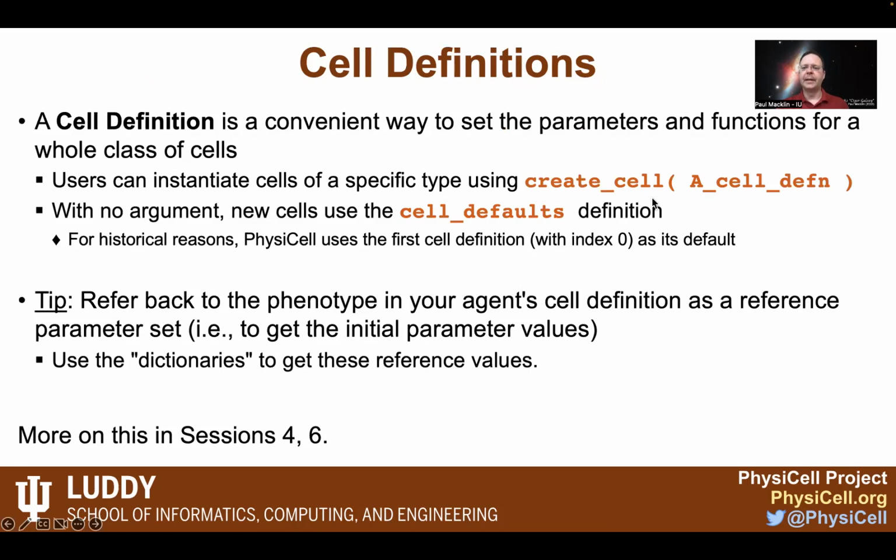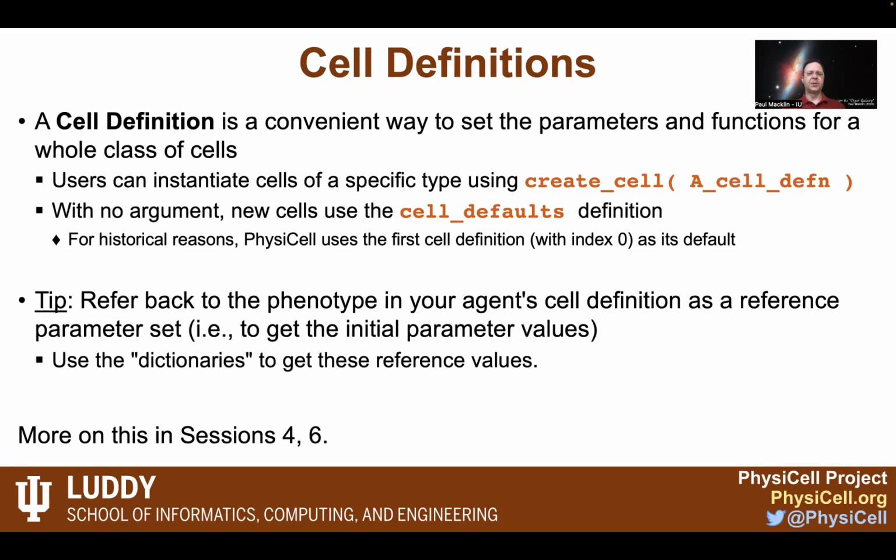A cell definition is like a template for a cell. It's a class that basically says, here's my cell of a certain type, and here are my default parameter values. So the phenotype is already set with specific values, and then there's a list of functions assigned to that particular cell type. If you have particular behavioral hypotheses for a fibroblast, you would have a fibroblast function attached to the fibroblast cell definition.